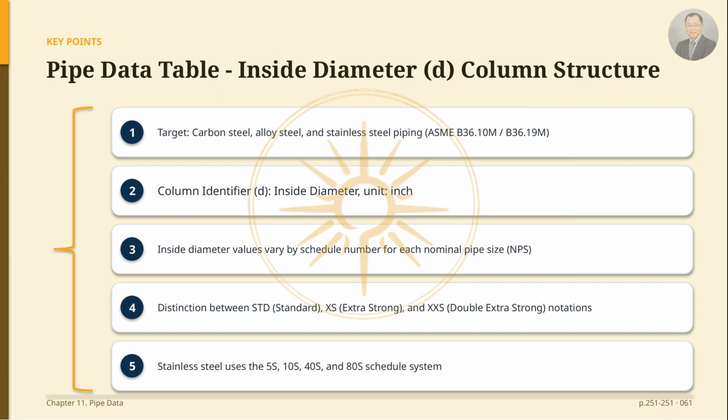For stainless steel, please check the inner diameter by applying the S-series schedule such as 5S or 10S. Since not all values are listed, I recommend that you first verify the material and schedule number of the target pipe during actual design, and then accurately reference and utilize the corresponding inner diameter value.